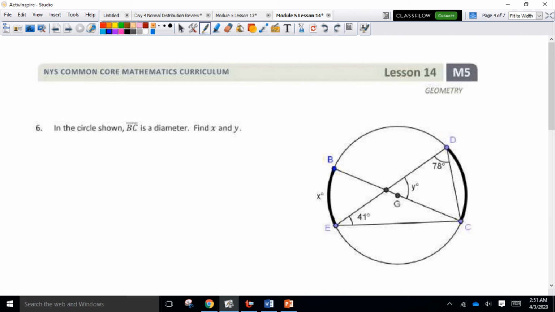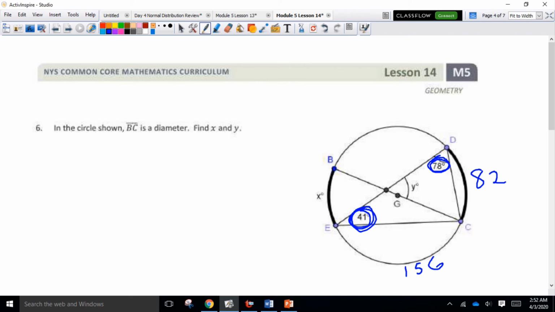Okay, next one here. We have BC is a diameter. And we need to find x and y. All right, so what do I know? Not much. I know these angles are 41 and 78. So why did they tell us this? If this angle is 41, then the arc opposite is 82. So we double it. If this angle is 78, then the arc opposite that is 156. We double it.